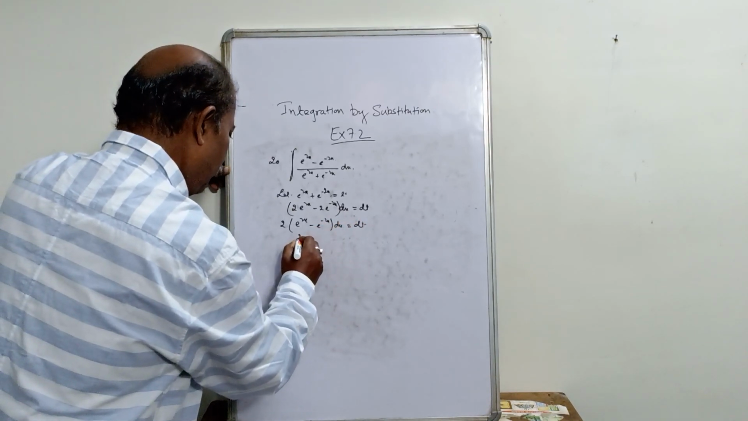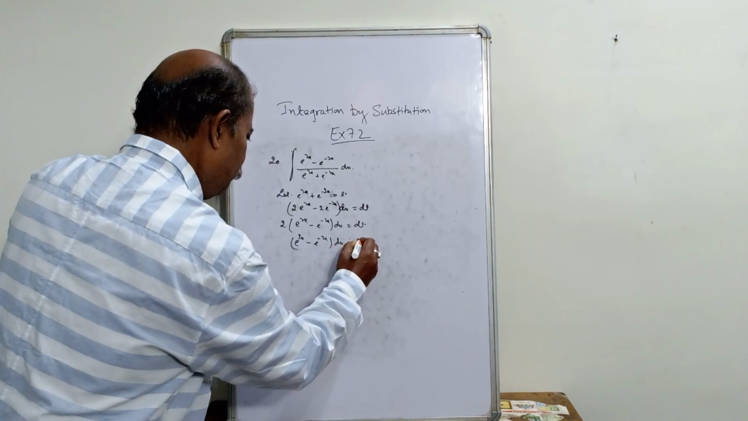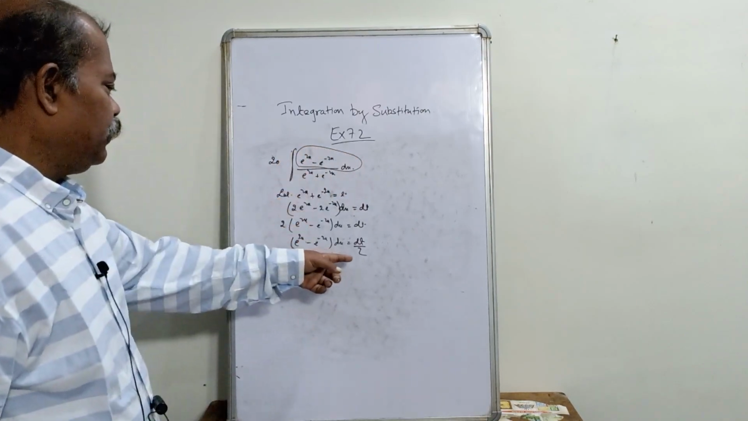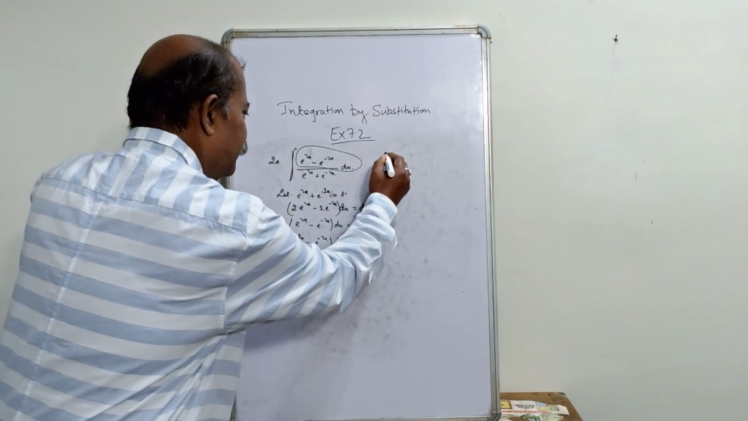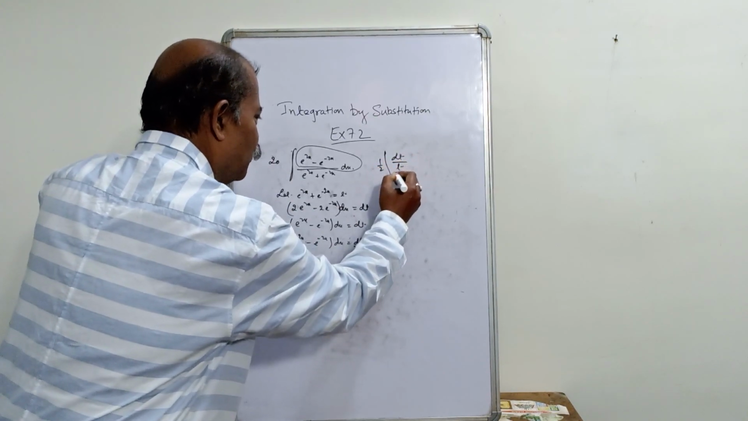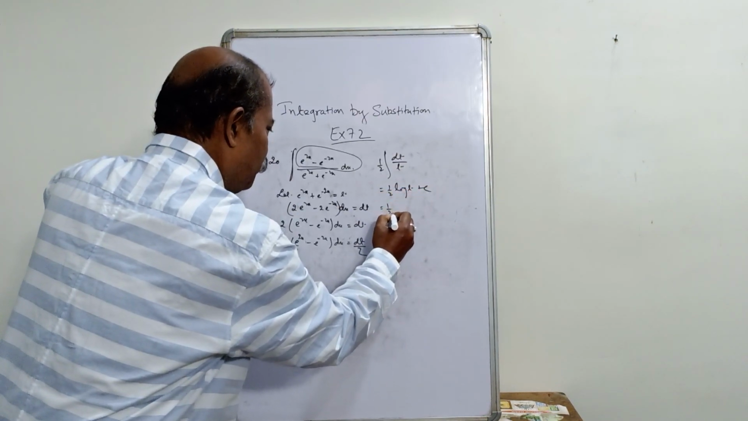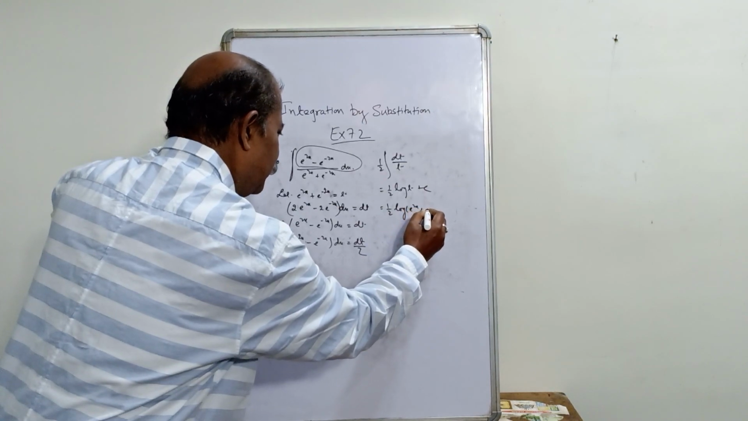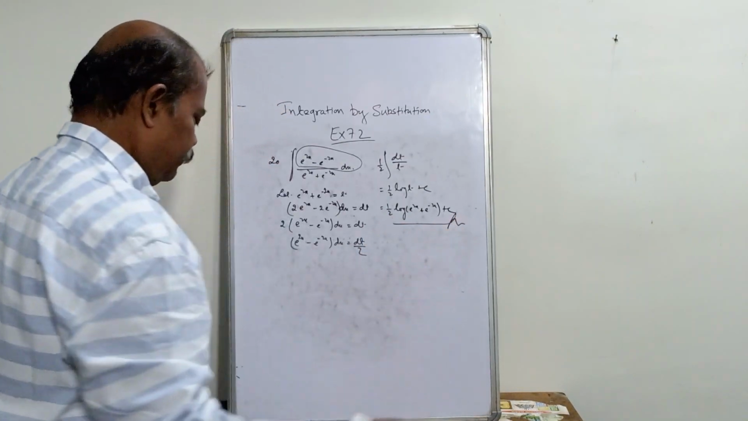So here (e^(2x) − e^(−2x)) dx is equal to dt by 2. So instead of this, I am going to put the value of dt by 2, and this is t. So what are you going to get? You are going to get 1 by 2 dt by t. So this comes out to be 1 by 2 log t plus c, and this is equal to 1 by 2 log, where the value of t is e to the power of 2x plus e to the power of minus 2x, plus c. This is your answer.